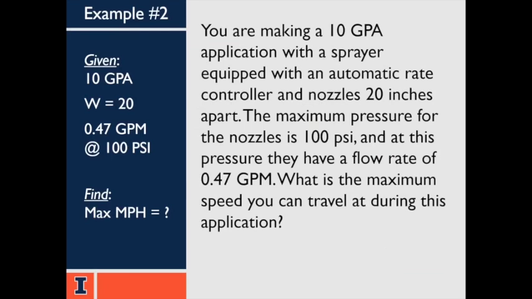Let's look at a related example problem. You are making a 10 GPA application with a sprayer equipped with an automatic rate controller and nozzles spaced 20 inches apart. The maximum pressure for the nozzles is 100 psi, and at this pressure, they have a flow rate of 0.47 GPM. What's the maximum speed you can travel at during this application?